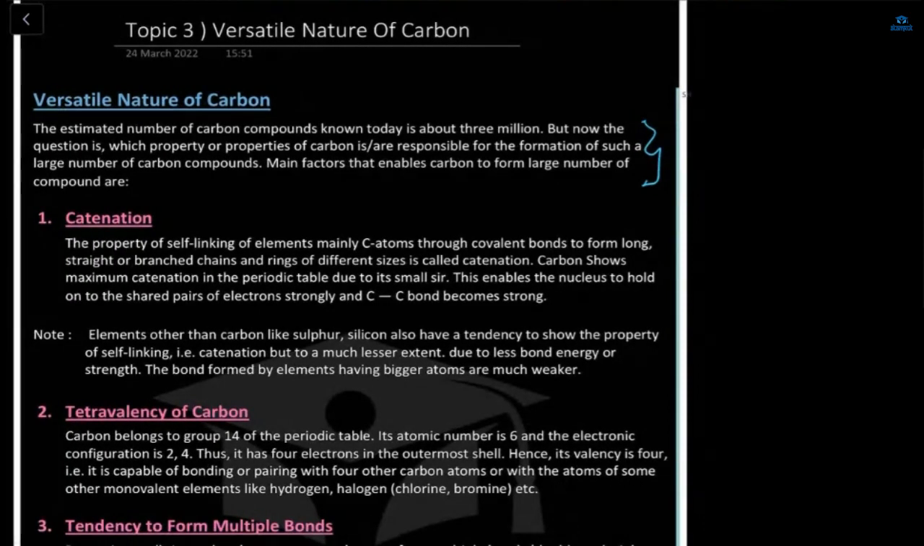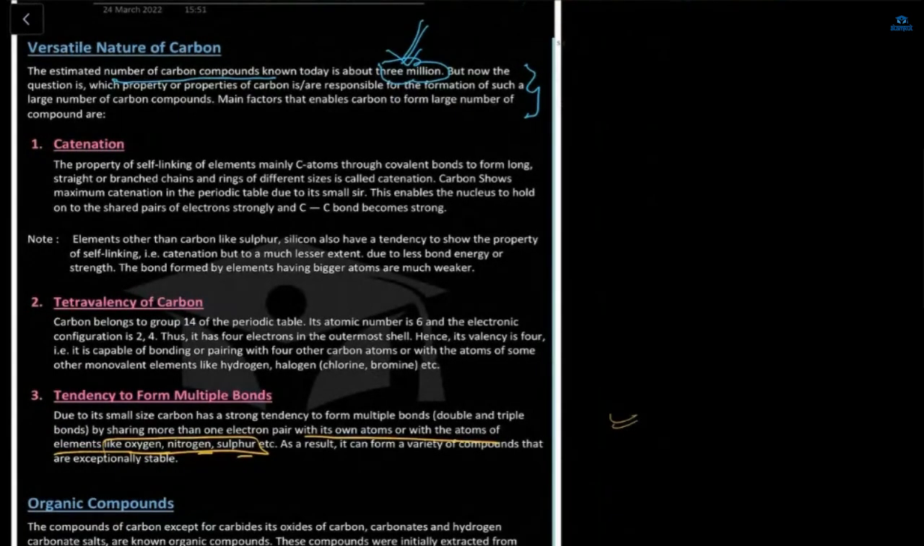So the estimated number of carbon compounds known today is about 3 million. The question is, which property or properties of carbon is responsible for the formation of such a number of carbon compounds? There are three properties: catenation, tetravalency of carbon, and tendency to form multiple bonds.